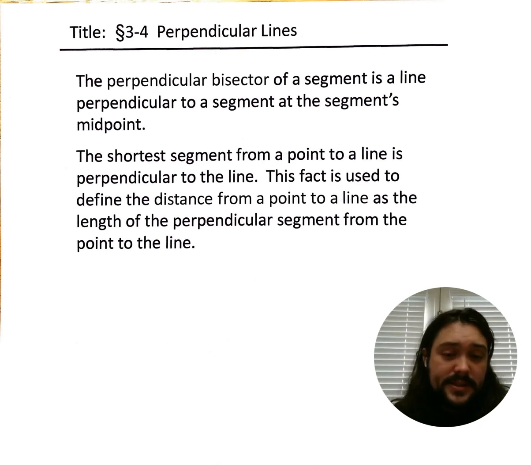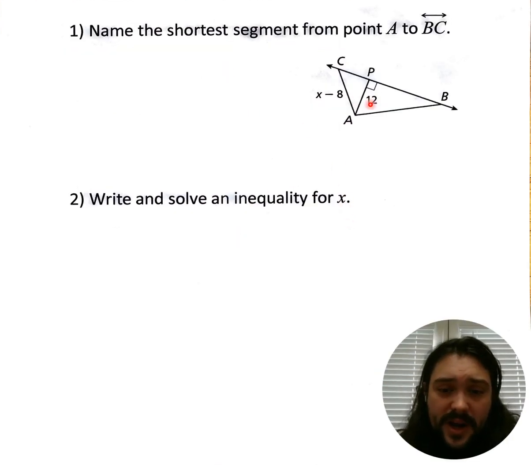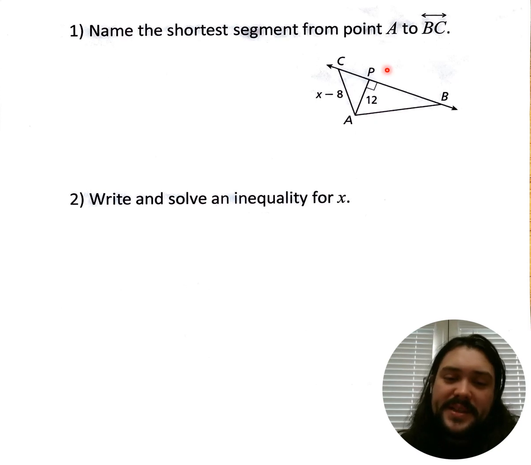Let's check it out. So let's look at this triangle or set of triangles. Name the shortest segment from point A to line BC. So we're trying to find the shortest segment. It's either AC, AP, or AB. Those are our options. Now, from the diagram, it's pretty obvious to tell, but again, diagrams aren't always to scale. So mathematically, we can use what we just learned, that the perpendicular distance is always going to be the shortest.